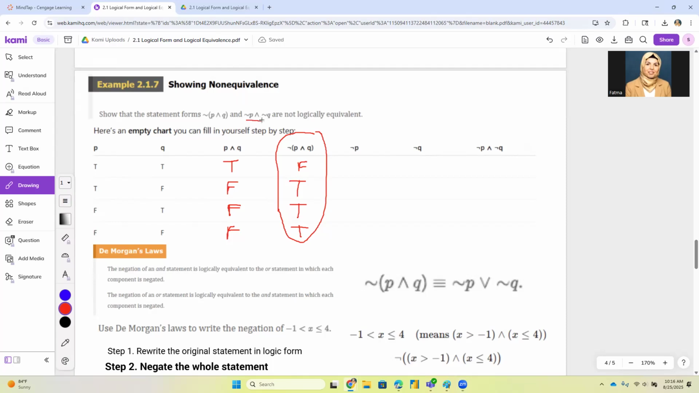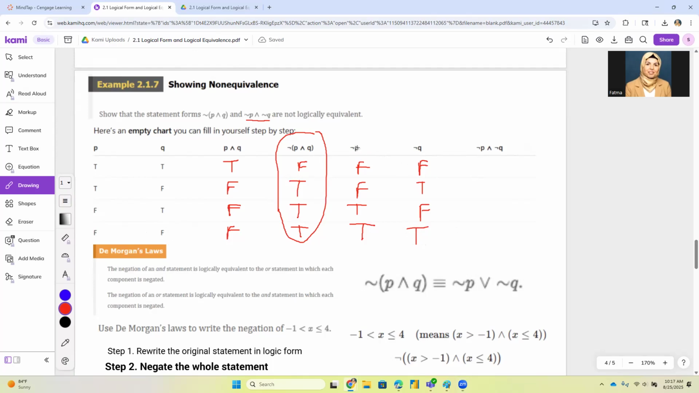So for the other part of the question, first we need to find the logical truth table for not P. Not true, that means false. Not true, that means false. Not false, that means true. Not false, that means true. Again, now we need not Q. What is the statement for Q? Not true means false. Not false means true. Not true means false. And not false means true.